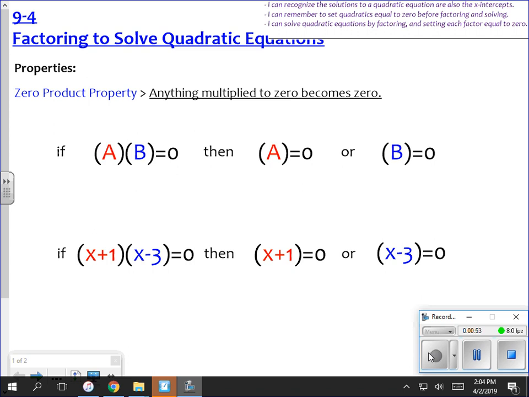What that means for us in solving our quadratics by factoring is, if we factor, and we have two factors, x plus 1 times x minus 3 equaling 0, that means either the first factor, x plus 1, has to be 0, or x minus 3 has to be 0. One of the two factors has to be 0. So we take the first factor, set it equal to 0, and solve. Subtract 1 from both sides, x equals negative 1.